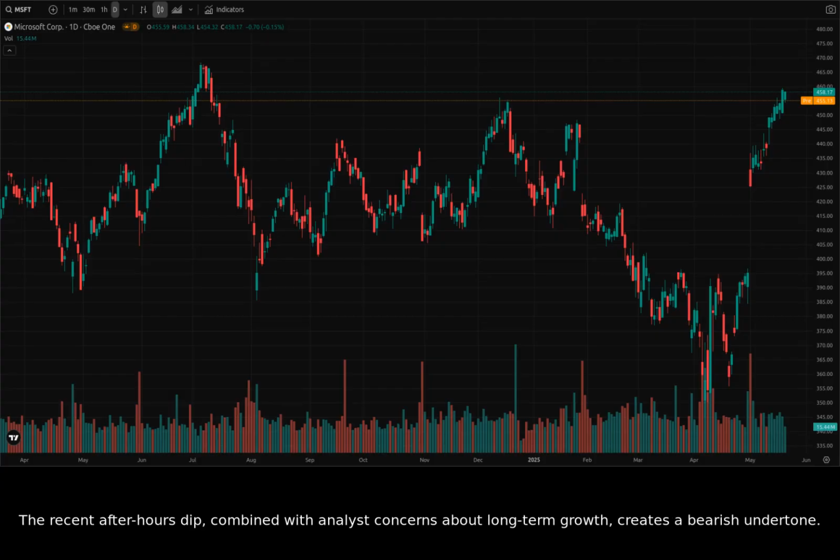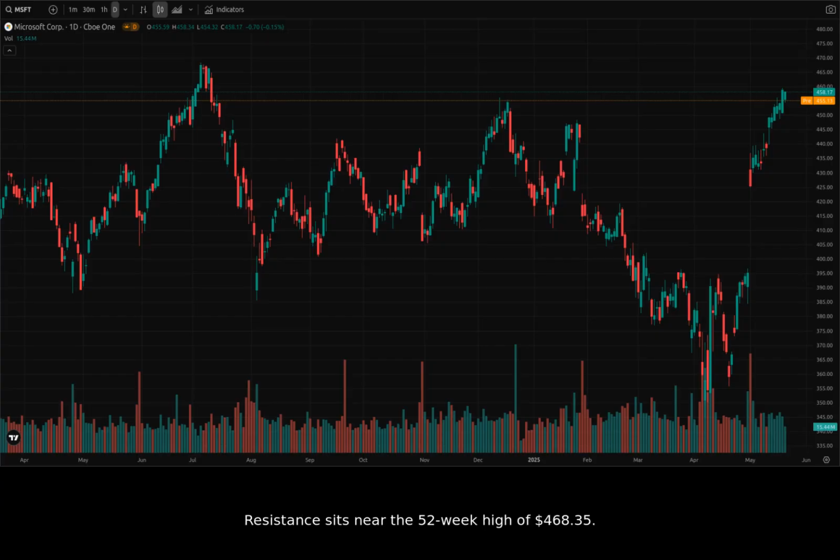The recent after-hours dip, combined with analyst concerns about long-term growth, creates a bearish undertone. Look for key support around the $450 level. A break below this could signal further downside. Resistance sits near the 52-week high of $468.35. A break above $468.35 could signal a continuation of the uptrend.